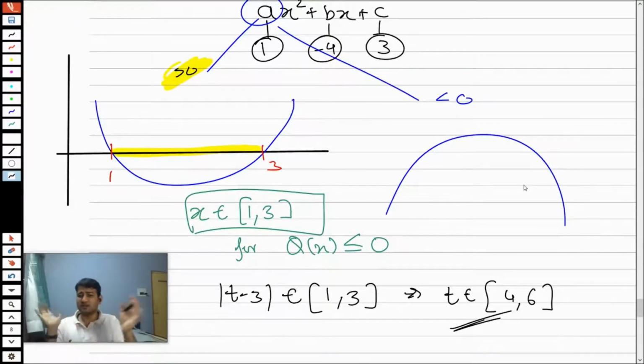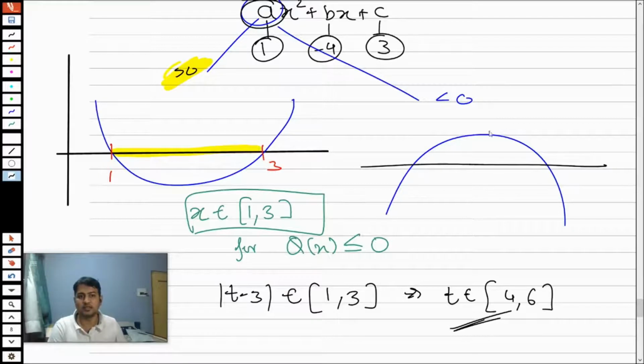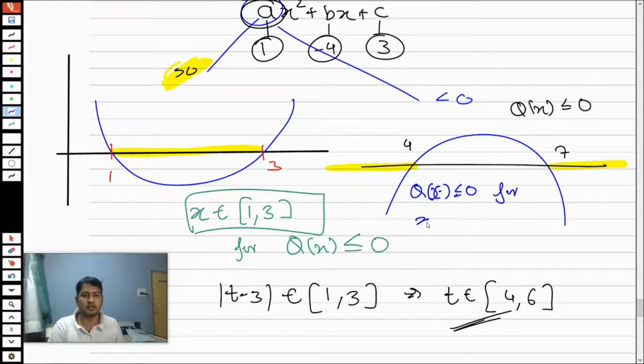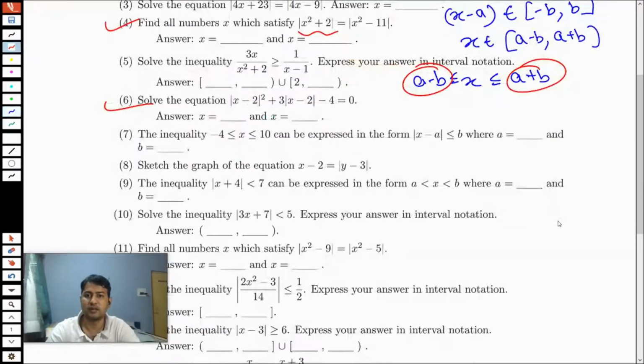Right. So I don't want you to solve the quadratic. If you get a quadratic, just find out what its roots are. And if it so happens that you get a negative quadratic, where a is less than 0, you will have a curve like this. Let's say the roots turn out to be 4 and 7. Suppose I ask you q of x less than or equal to 0. So the answer is going to be x belonging to negative infinity to 4 union 7 to infinity. This is what will happen for the quadratic situation.